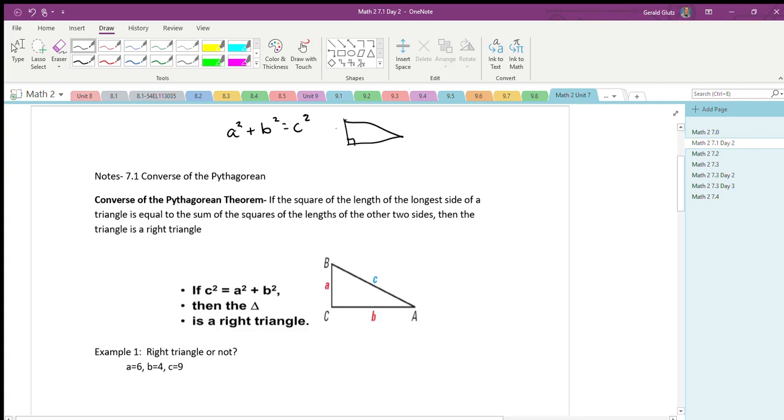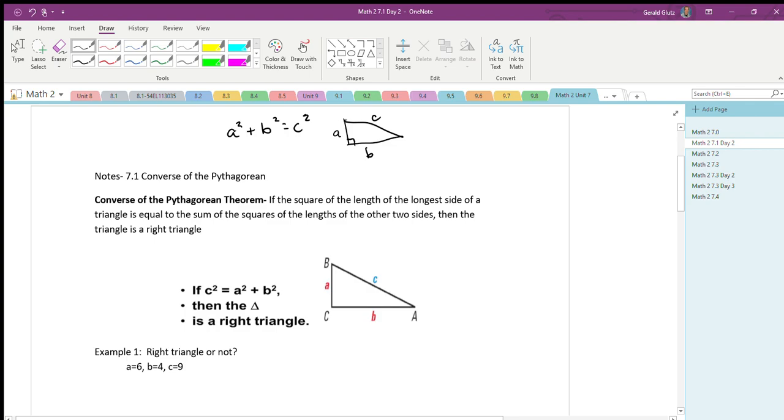The two legs, the two sides that are both next to or touching this right angle, are a and b. Those are the two legs. c is always the hypotenuse, the side that is on the opposite side of the right angle.